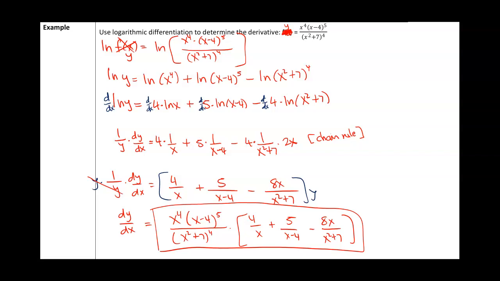Now imagine if you tried to differentiate this without logarithmic differentiation, it'd be a mess. You would have the chain rule, the product rule, the quotient rule, all of that in one. So this makes it a lot easier.